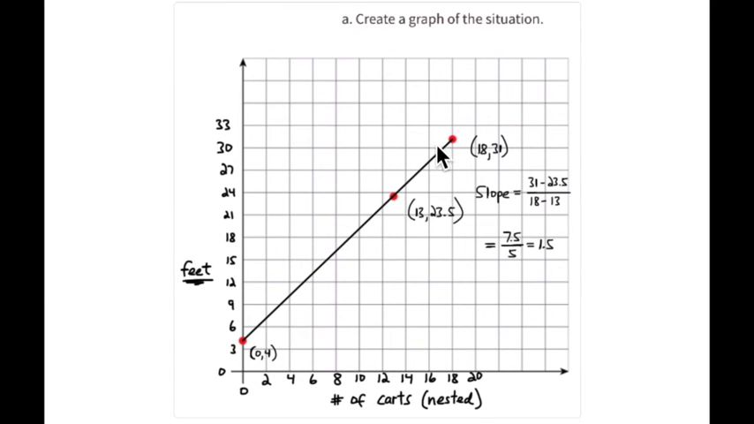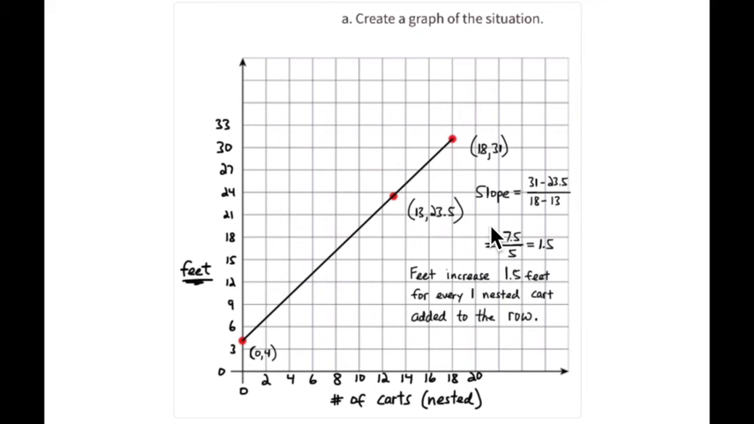Now remember, go back a long time ago, we took that slope triangle, we slid it down to here by subtracting 23.5 and by subtracting 13. Subtract 13 to go over here, subtract 23.5 to slide it down to here, right here. All right, and they're going to ask you, so for feet increase, 1.5 feet for every one nested cart added to the row. That's what the slope means.